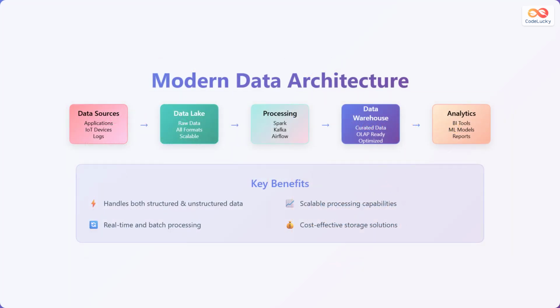A modern data architecture typically combines elements of both data lakes and data warehouses to handle diverse data processing needs. It starts with various data sources such as applications, Internet of Things devices, and logs. This data is ingested into a data lake, where it is stored in its raw format. From the data lake, the data is processed using tools like Spark, Kafka, and Airflow. The processed data is then loaded into a data warehouse, where it is curated and optimized for analysis.